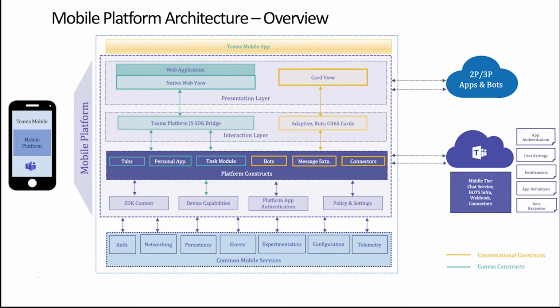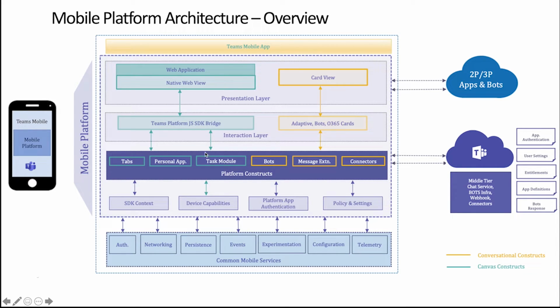Moving next, platform architecture. This is one of the key architectures which we'll quickly cover, and then we'll go to the remaining set for the deep dive. If you look at the stack at a high level, this comprises the entire Teams mobile client. At the core of it are the auth module, the networking, the persistence layer, the event management, experimentation, configuration, and telemetry. On top of it sits the mobile platform. There is an SDK component, device capabilities, the 3P applications, authentication, and the policy and settings which drive the rest of the platform constructs, which include tabs, personal application, and task module. These are the canvas constructs, and the yellow ones are the bot, messaging extensions, and connector. These are primarily the conversational constructs.